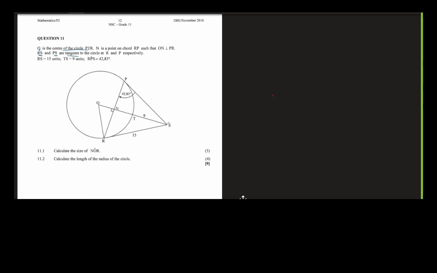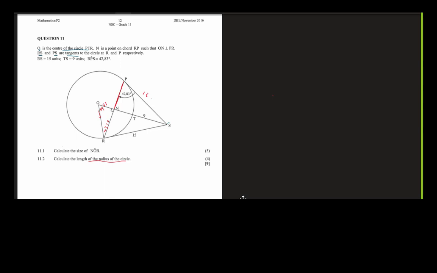Now we calculate the length of the radius of the circle, 4 marks. Well, now we know this one is 47,17 and this is 42,83. They want OR, the radius. How can we find the radius? Okay, it's fine. Guys, we can find PN here, because this one we know is 15.